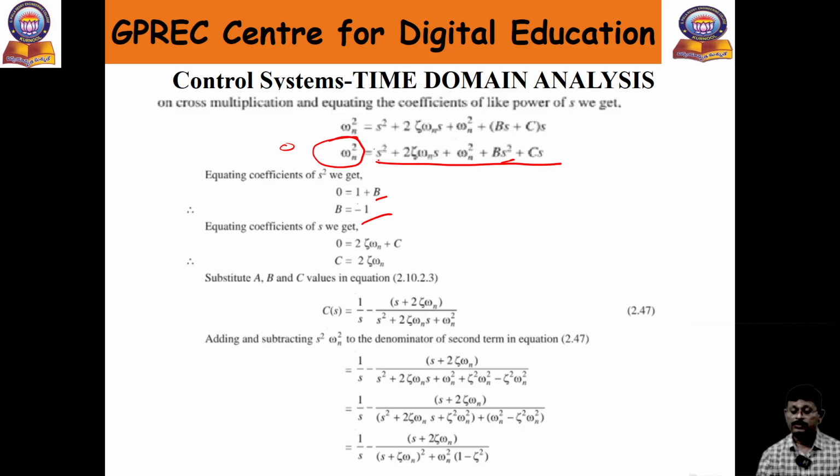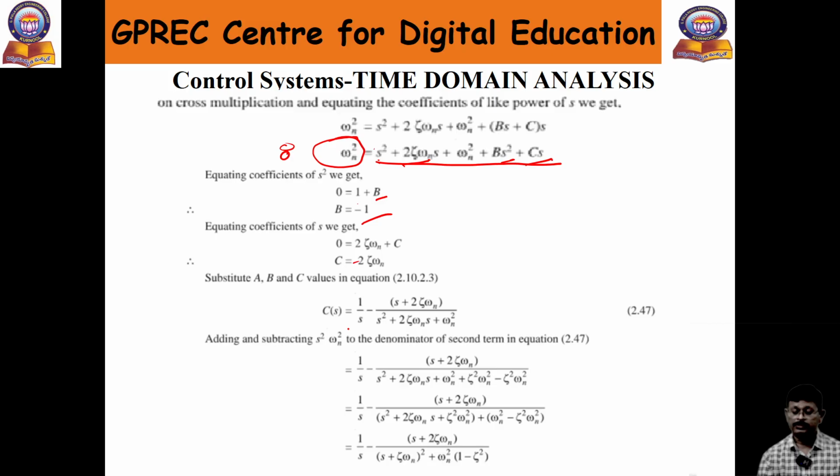S terms: 2 zeta omega s, 1 s term is there. Then c of s term is there. But the s term in this side LHS is 0. Okay. So I'm taking 0, 2 zeta omega plus c. Okay. So what is c equal to? 2 zeta omega. So minus 2 zeta omega right here. Okay, so it's simple.